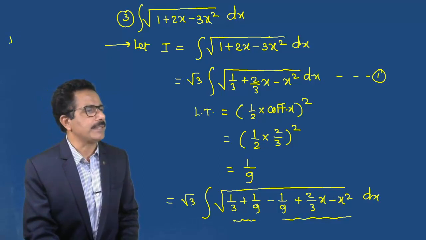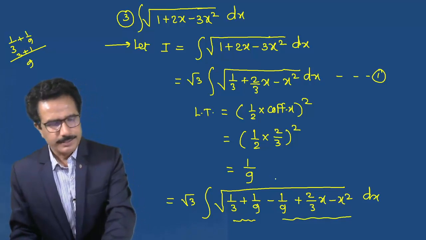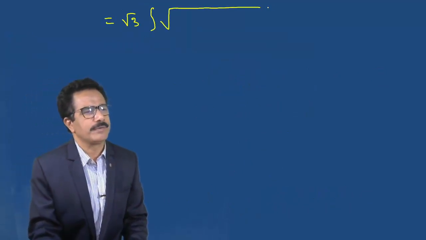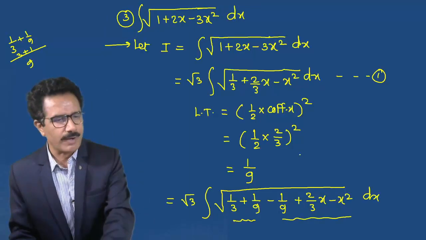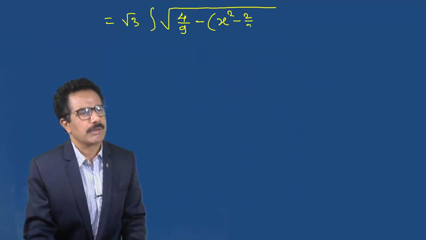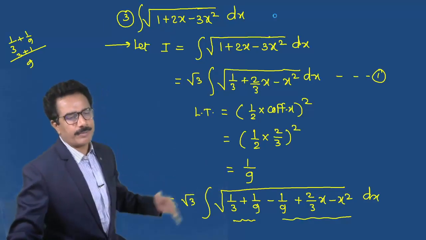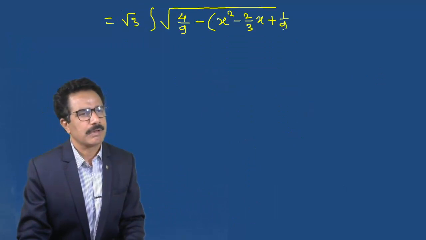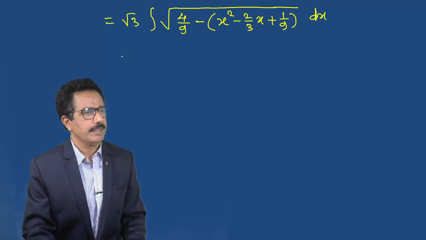now what is the value of 1 by 3 plus 1 by 9? The LCM is 9. So 3 plus 1 means 4 by 9. So we can write root of 4 by 9, and take out a minus common, x square plus 2 by 3x. Minus common taken out, plus 1 by 9. So we can express this in the form of a bracket square.